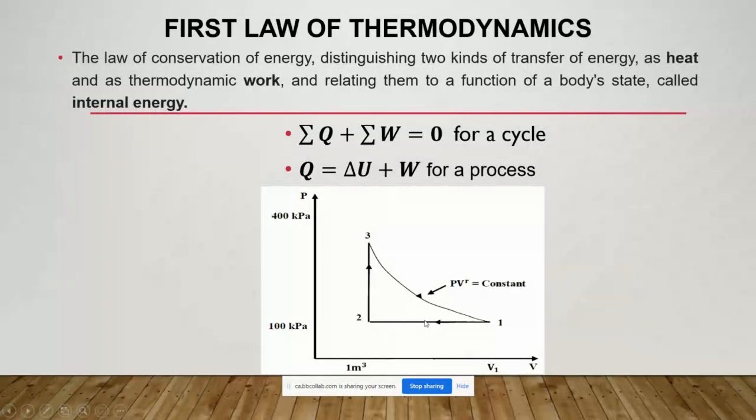The second process of this cycle is a constant volume process. Constant volume because you can see the volume is the same at 2 and at 3. But the pressure changes from 100 kPa to 400 kPa. So the second process is called a constant volume process or isochoric process.